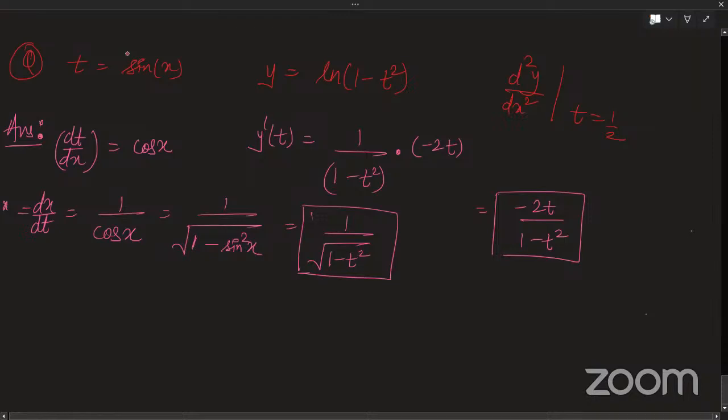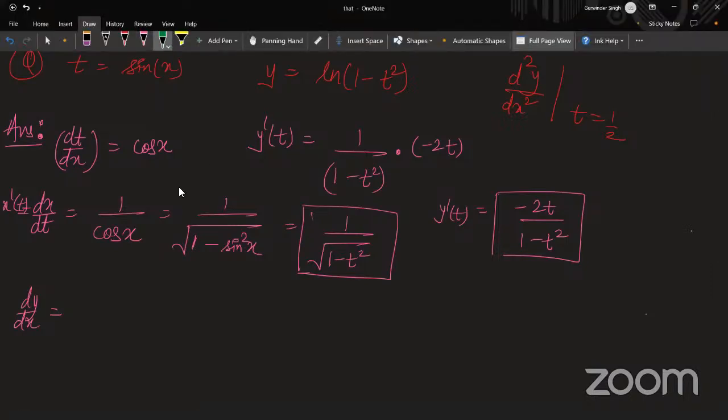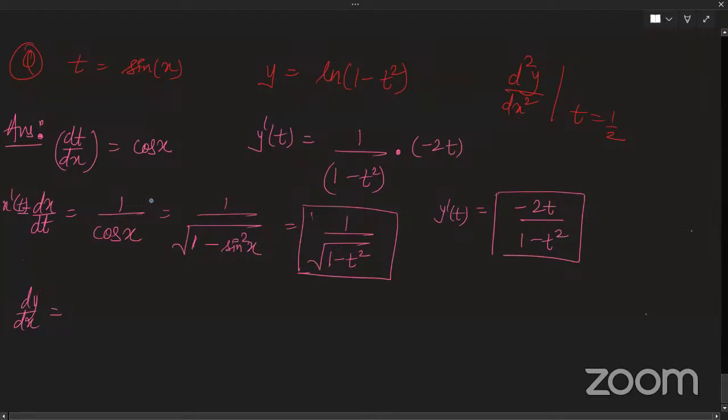So I have got my value of x dash t, I have got my value of y dash t. Do I know the value of dy by dx now? How do I get dy by dx from y dash t and x dash t? I just divide both of them, right? It is dy by dt divided by dx by dt. So I'll just divide both of them.